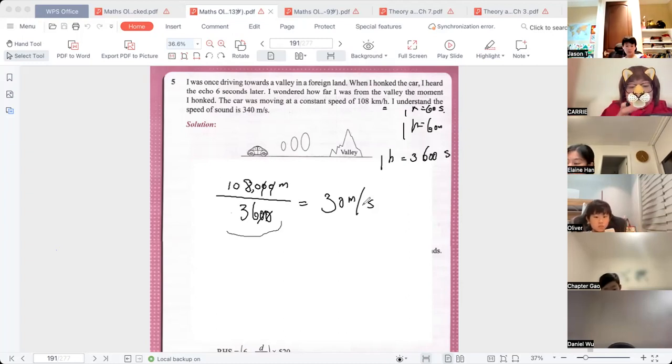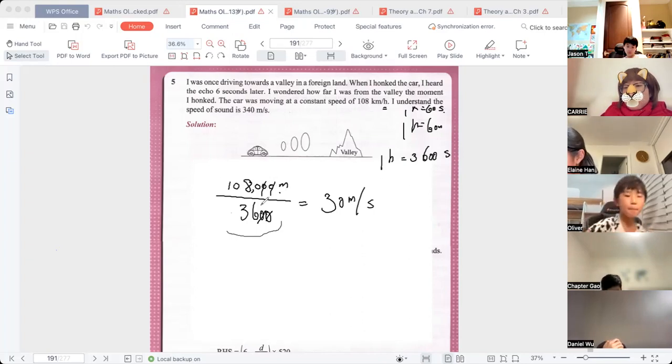Wait, actually, isn't it 108,000 meters per hour? Yeah, per hour. That's kilometers, right? So I want to transfer into meters per second. Yeah, but aren't you dividing meters per hour over meters per second? Yeah, so I first transfer this 108 kilometers into meters. So it's 108,000 meters, right? Then I divide it by 3,600. So this car's speed is 30 meters per second.